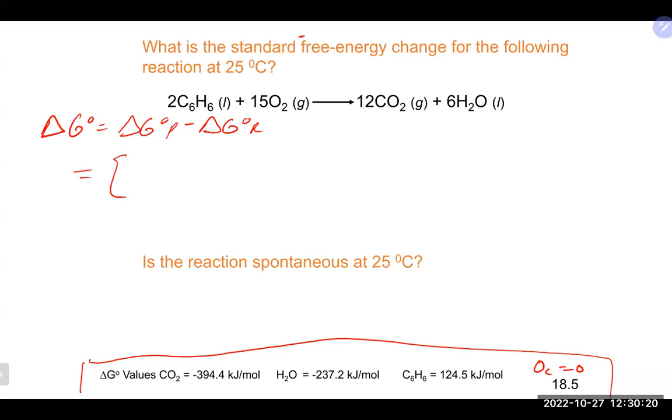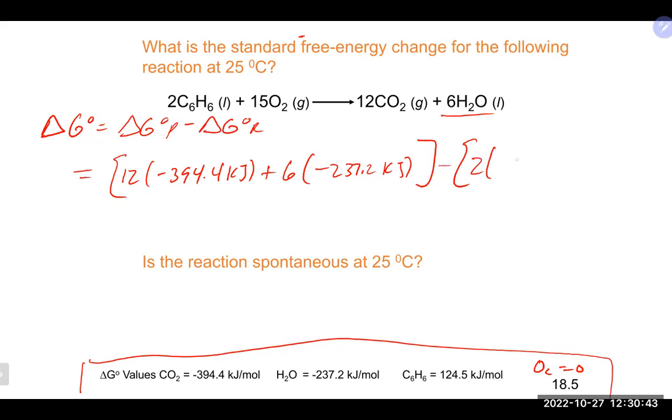Taking into account here, we've got 12 CO2s. Each one is minus 394.4 kilojoules. We also have 6 waters here, so 6 times minus 237.2. That takes care of all of our products. On the reactant side, we have 2 times our C6H6, benzene, 124.5. And we're going to then add 15 times 0, basically. So again, if you looked it up there, it would be a value of 0.